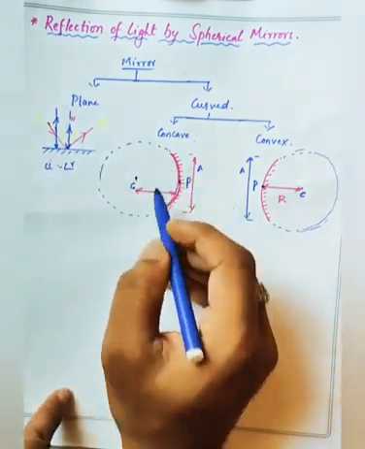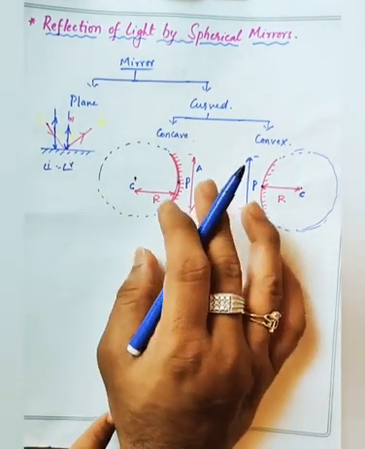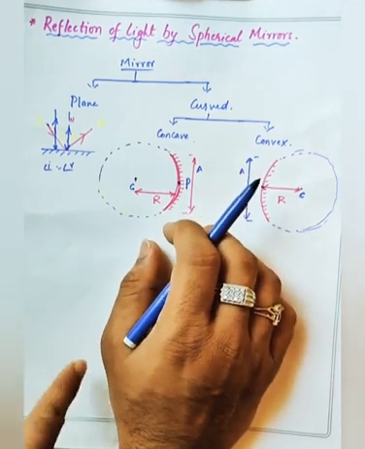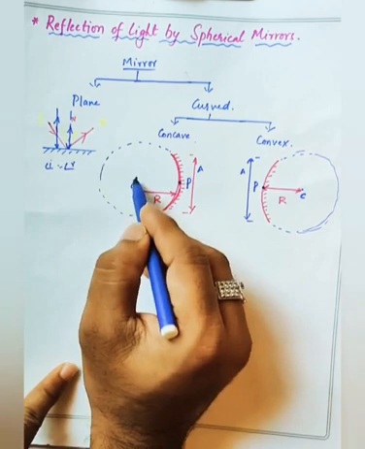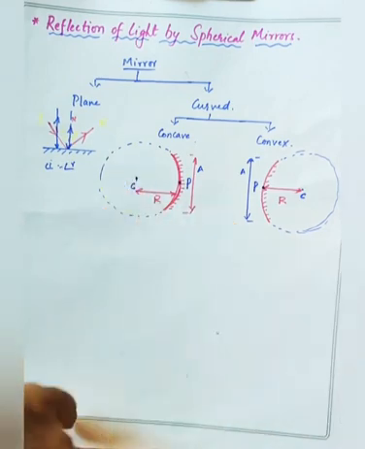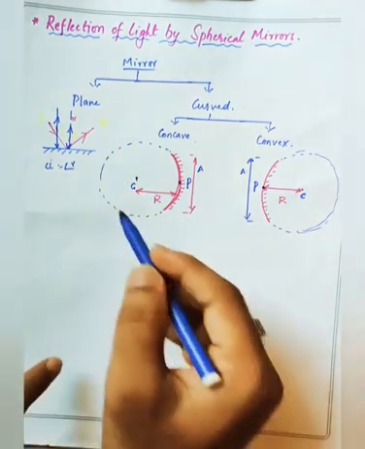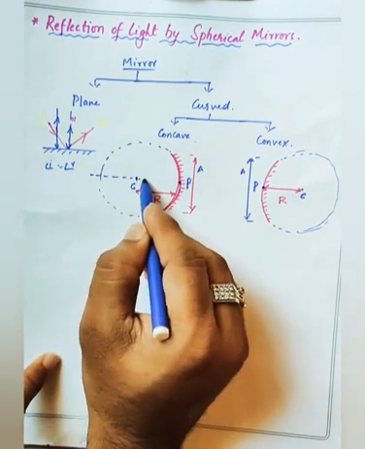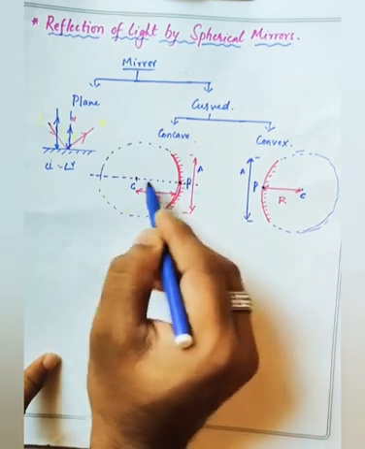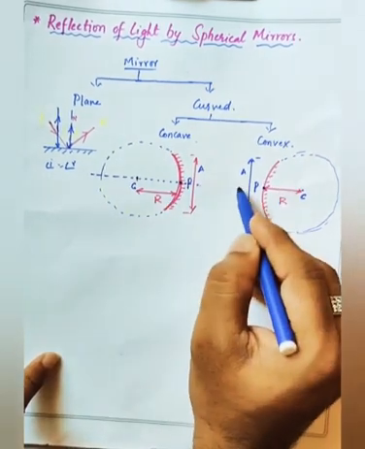But what about the spherical mirror? Whether the law holds good or not, we'll see that now. Suppose the rays are coming like this. Before that I'll draw a principal axis. The principal axis is the line joining the center of curvature and the pole.